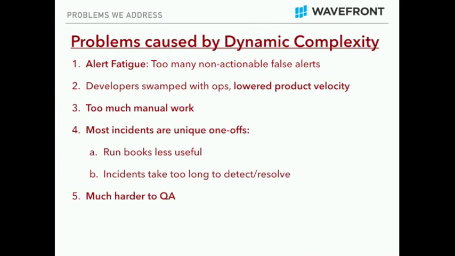The fourth problem is that most incidents in these complex cloud environments are unique one-offs. New incidents tend not to look like incidents that came before. The bottleneck or issue has moved elsewhere. This means that standardized runbooks have become less useful, and that each incident takes too long to detect and resolve because you're always looking for something new. And finally, these architectures have become much, much harder to QA. Developers may joke that they'll just QA a given feature on production, but that is increasingly becoming the reality.